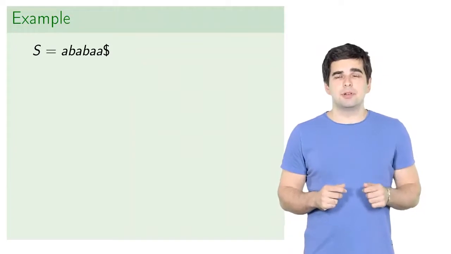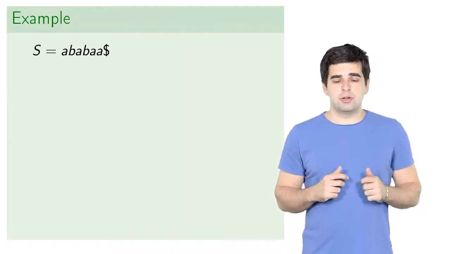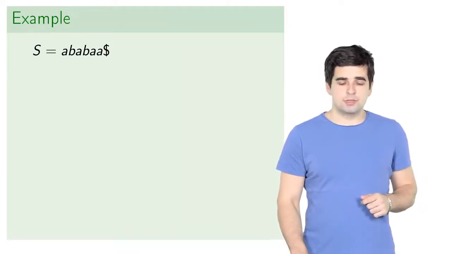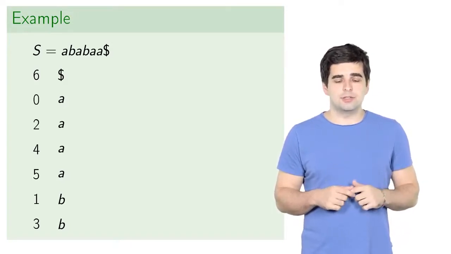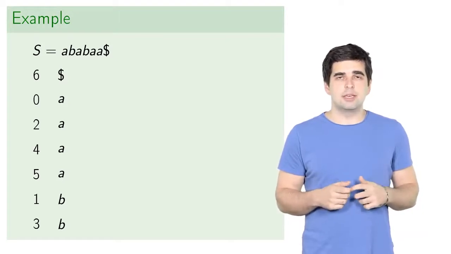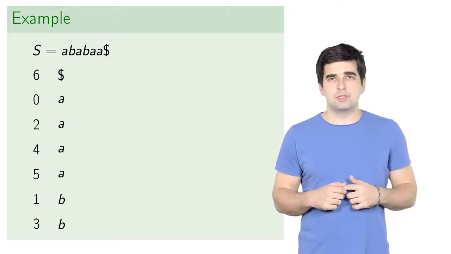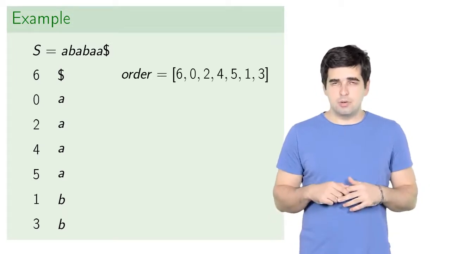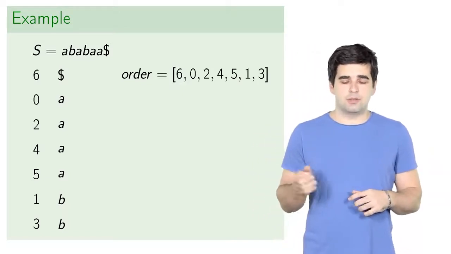Now let's look at an example of application of this general strategy in practice. We use the same string in all the examples. So this is our string, and we start with sorting the partial cyclic shifts of length 1, which is just single characters of this string. And the smallest is $, then go 4 instances of letter A, and then 2 instances of letter B. And 6 is the position of $ in the string. 0, 2, 4, and 5 are the positions of letters A, and 1 and 3 are the positions of letters B. In this case, the order of the partial cyclic shifts is 6, 0, 2, 4, 5, 1, and 3.